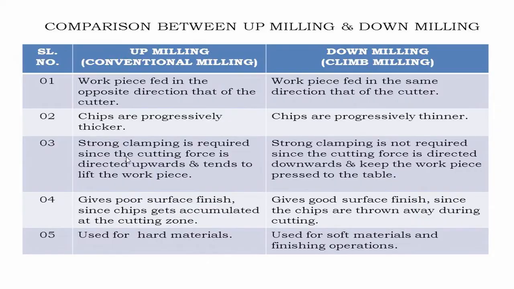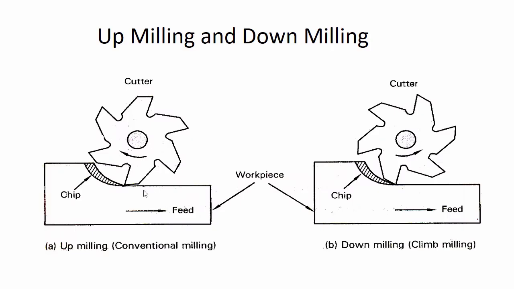The third comparison is that strong clamping is required for up milling, because once it starts moving up, it is going to lift the workpiece from its position. That is why you are required to hold the workpiece in the proper position. It requires a stronger clamping process for up milling.